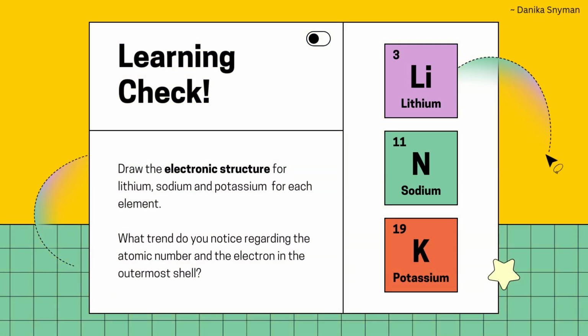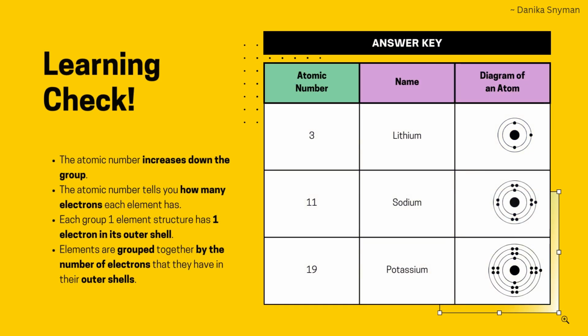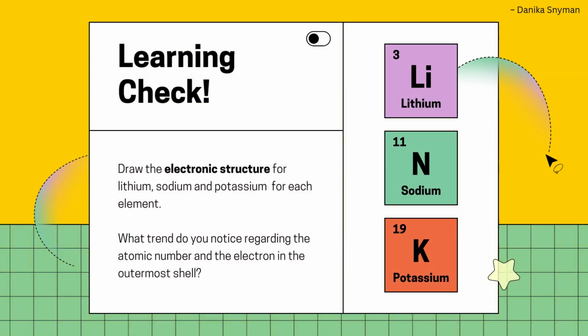Okay, guys, so let's do a quick activity. Can you draw lithium, sodium, and potassium? Write down their electron numbers too, please. Don't forget that. And what do you notice about the last electron? So again, I want you to pause the video, try that on your own, follow the steps that we did here, and then try and do this activity. After you're done, then you can play the video and you will see the answer key.